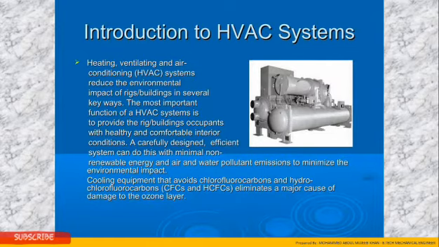HVAC systems reduce the environmental impact of a building in several key ways. The most important function of an HVAC system is to provide building occupants with healthy and comfortable interior conditions. A carefully designed, efficient system can do this with minimal non-renewable energy and air and water pollutant emission to minimize the environmental impact. Cooling equipment that avoids chlorofluorocarbons and hydrochlorofluorocarbons eliminates a major cause of damage to the ozone layer.